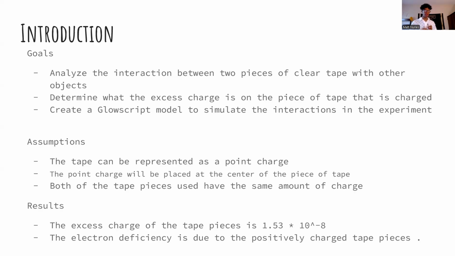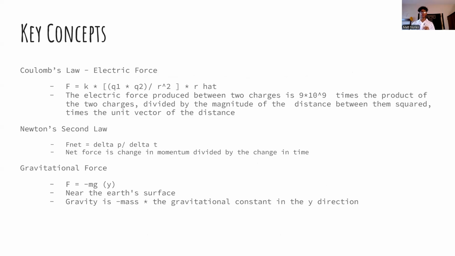A quick overview of the results: the excess charge on the tape pieces is 1.53 times 10 to the negative 8, and the electron deficiency is due to the positively charged tape pieces. Some key concepts we used during this lab were Coulomb's law, electric force, Newton's second law, and gravitational force.